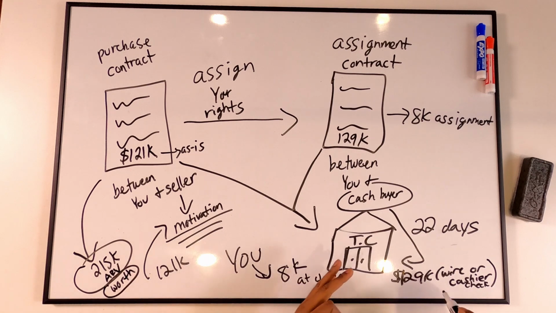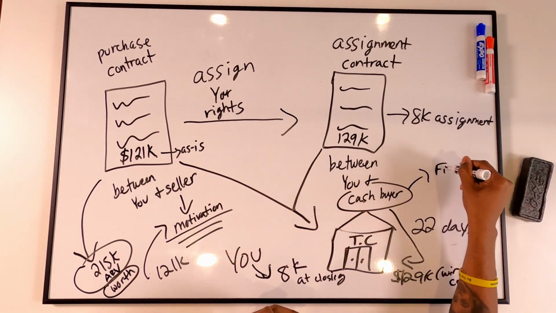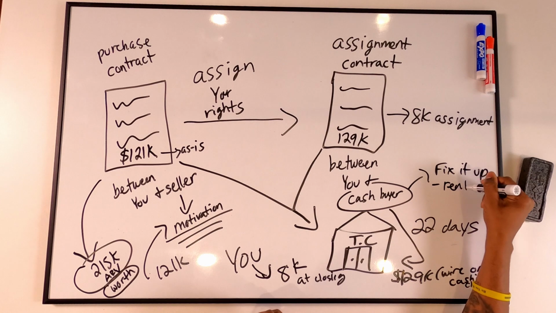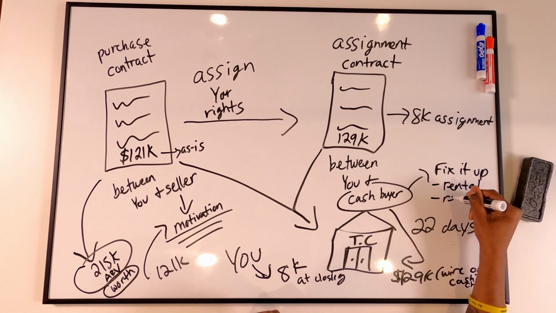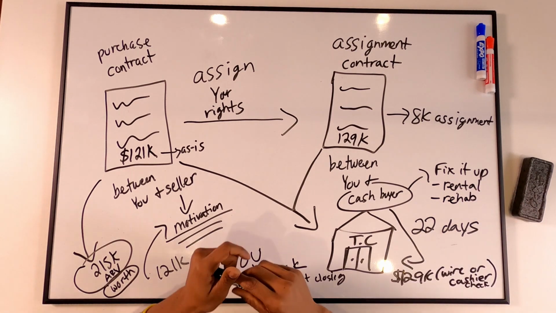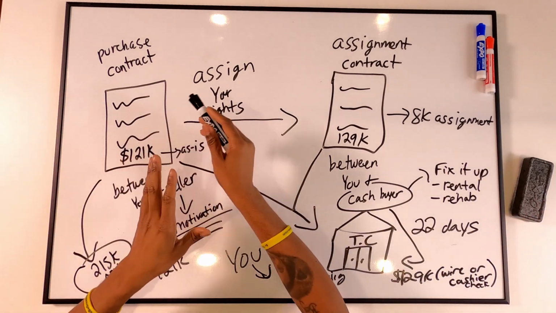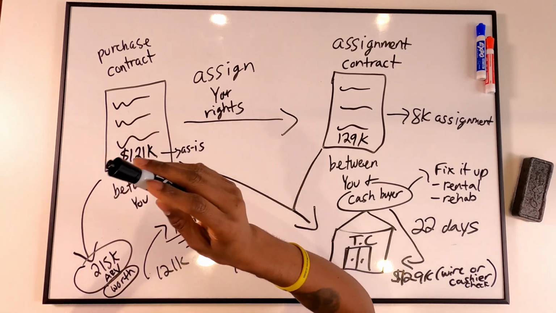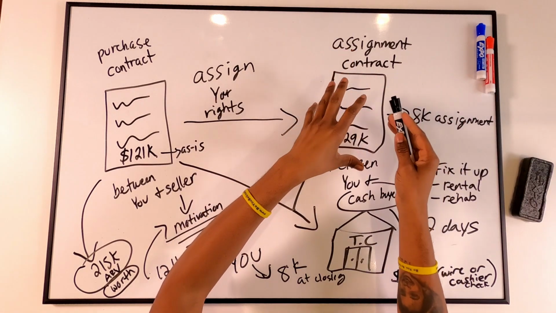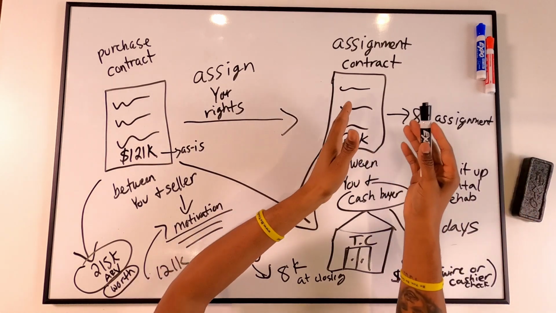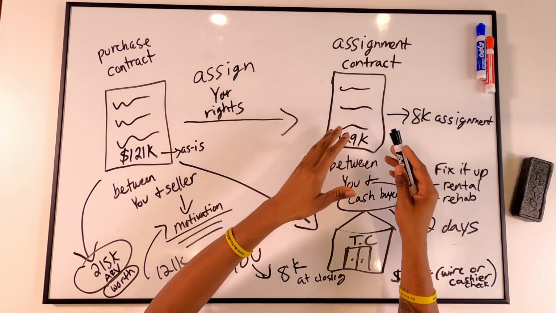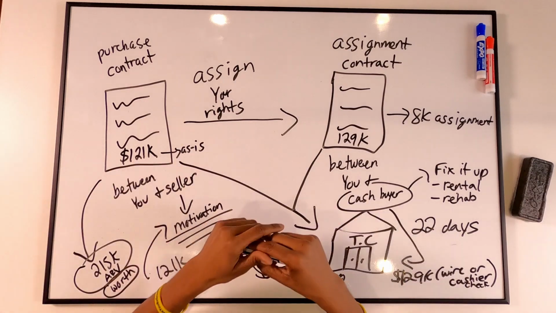Once your cash buyer gets it, they're probably going to fix it up, whether for a rental, or for a rehab, or what some people call a fix and flip. So that's pretty much what an assignment is in a nutshell. You just get a purchase contract with you and your seller at a deeply discounted price, $121,000. You assign that purchase contract. Basically, you're selling your contract to a cash buyer who buys properties in that area around 127 to 131, and you agree to 129, and you already knew he was buying in that area because you did your due diligence. He said yes to 129. 22 days later, you make an $8,000 assignment fee.